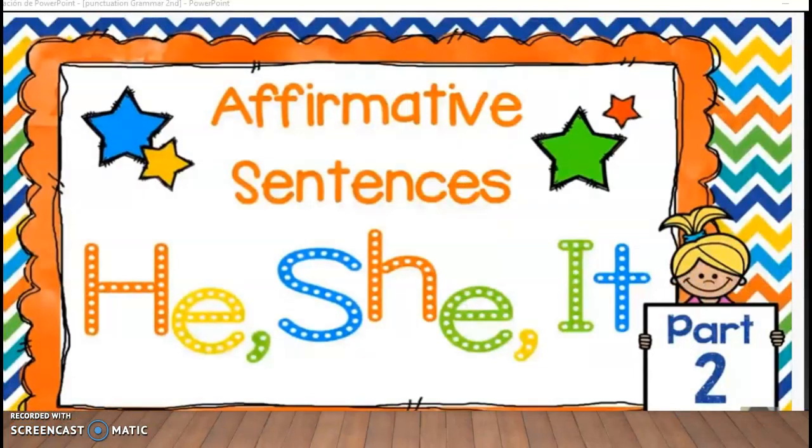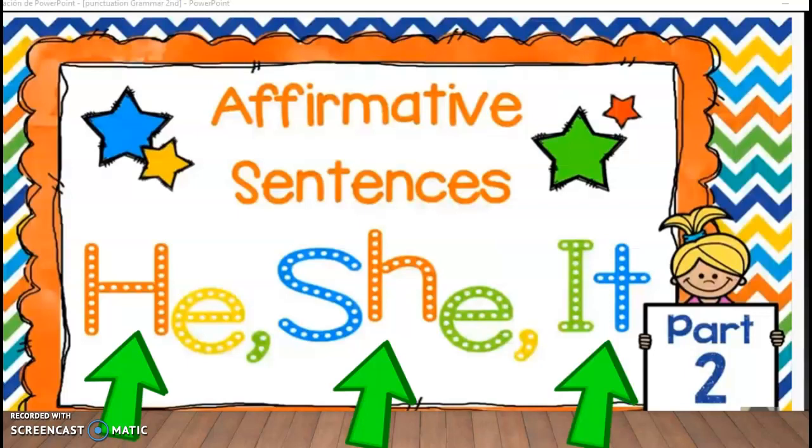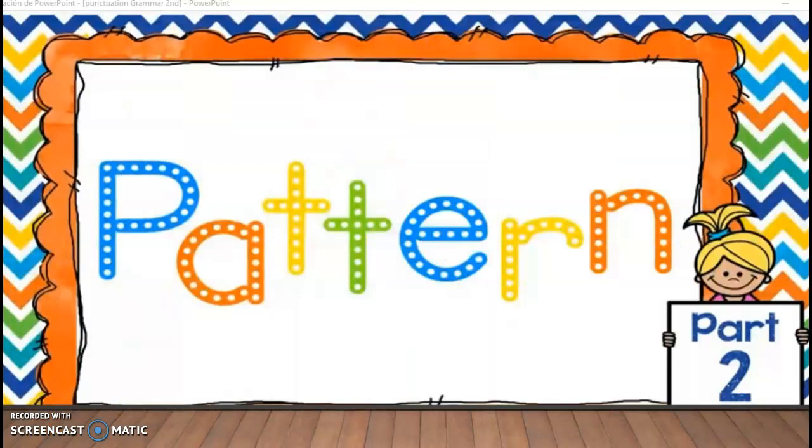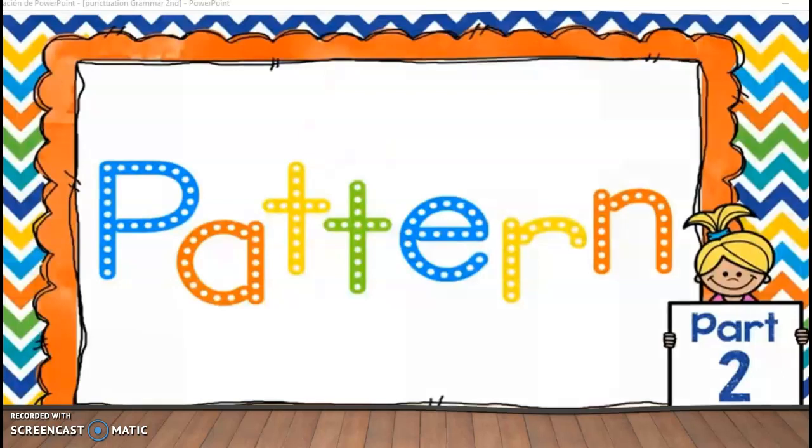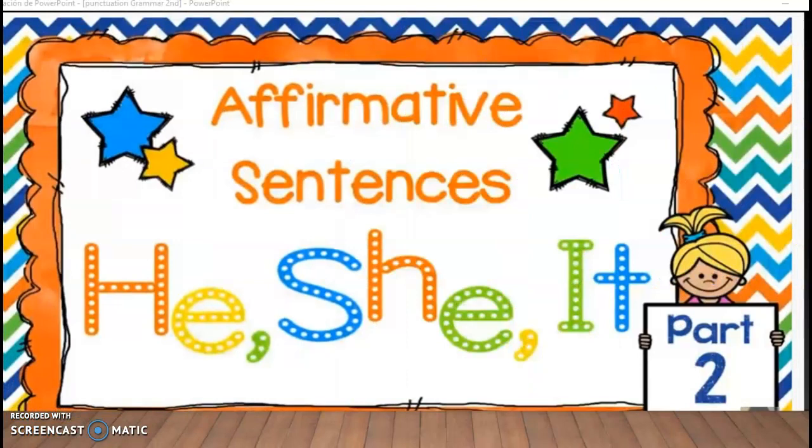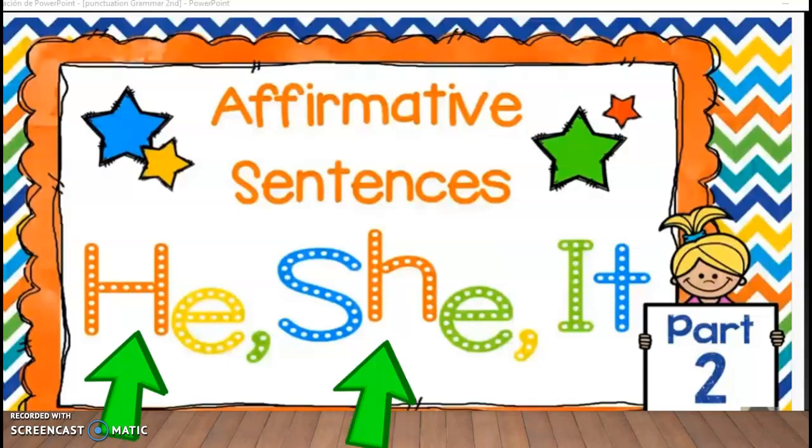Now let's see how to make affirmative sentences using he, she, and it. This is the pattern that we need to follow to make affirmative sentences. Don't forget, we are going to learn how to write affirmative sentences with he, she, and it.